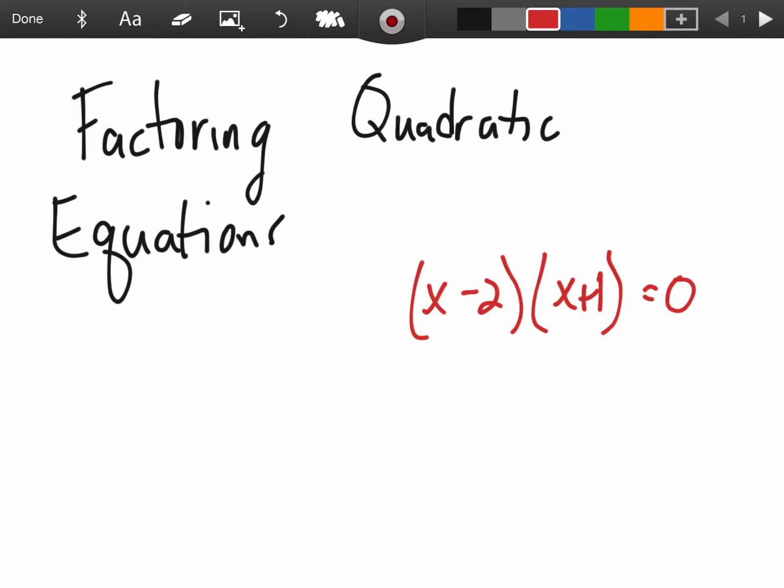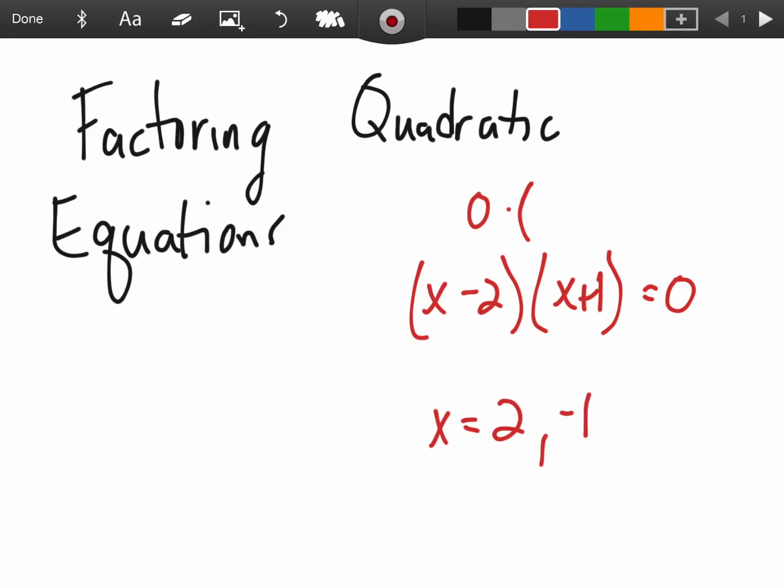equals 0. And then the reason that we're able to just say, well, set each piece equal to 0 is because if you do 0 times anything else, no matter what that number might be, that is going to be equal to 0. 0 times anything equals 0. So we can say, all right, well, if x minus 2 equals 0, if I plug in 2, that's going to work because I'll get 0 times, well, this piece doesn't really matter, right? 0 times anything gives me 0.